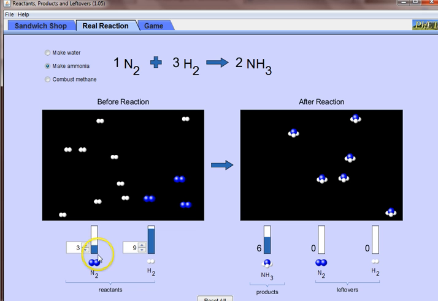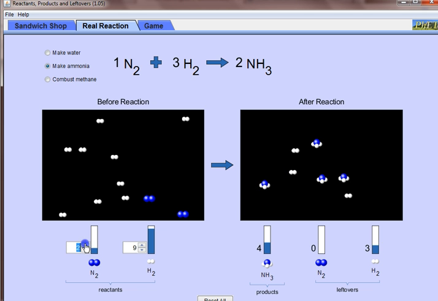Doesn't matter how many hydrogens you have, let's say you set nitrogen to 2, now you can make ammonia molecules equivalent to the number of nitrogen molecules. Doesn't matter how many hydrogen molecules you have, you'll have leftover hydrogen molecules, because there is no way you can use these hydrogens to make ammonia. So this is leftover. The limiting reagent for this reaction is then the nitrogen, because that is what is limiting the formation of ammonia.